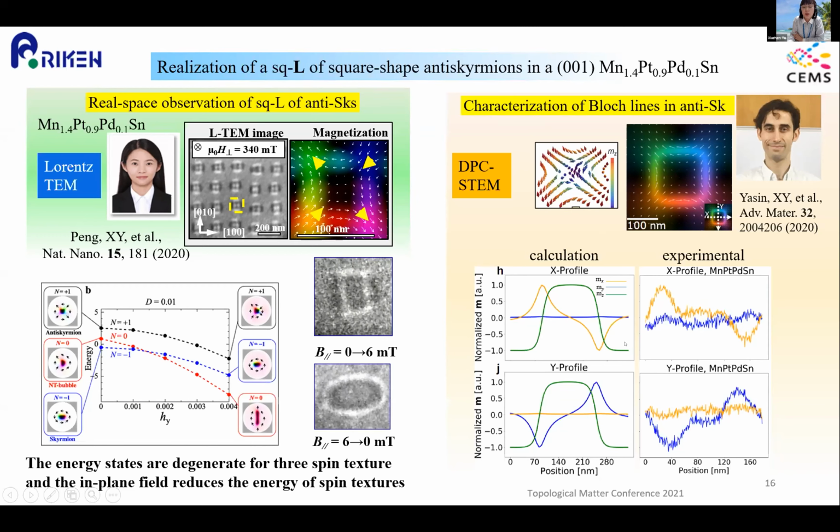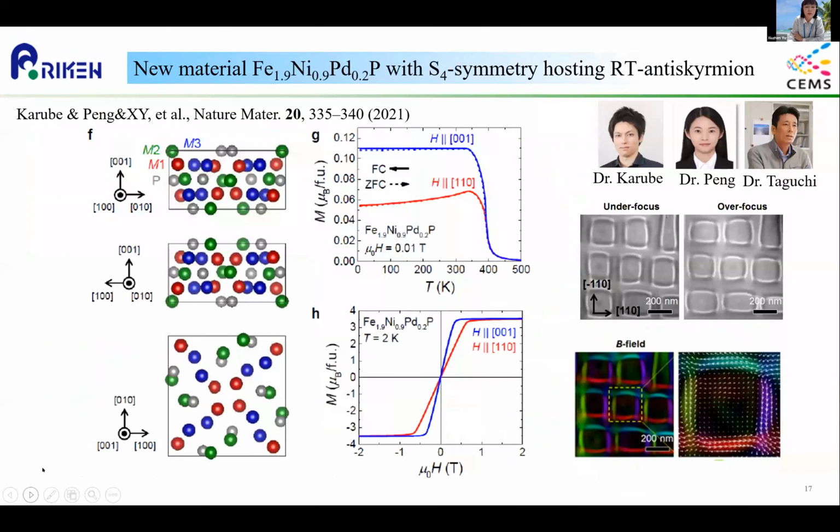The magnetic field map is shown here, and due to the time limitation, I will skip the explanation of this magnetic field distribution at the Bloch line. I just want to emphasize that DPC-STEM is quite useful to quantitatively characterize the Néel twist in magnetic materials.